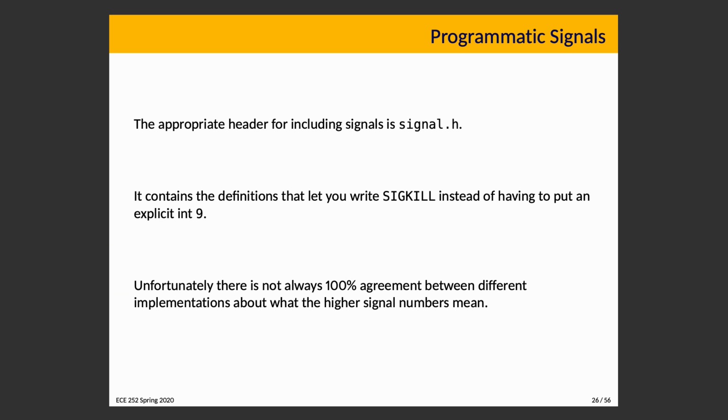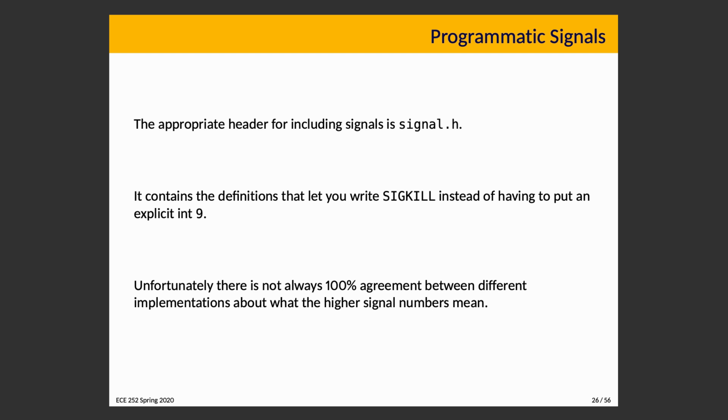The appropriate header that you want to include in your program for working with signals programmatically is signal.h. This contains not only our function signatures that we need, and the definitions thereof, but it also contains definitions to let you write things like SIGKILL instead of having to put an explicit magic number integer 9 in your program if you wanted to send SIGKILL.